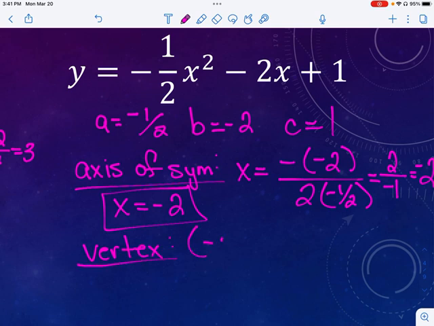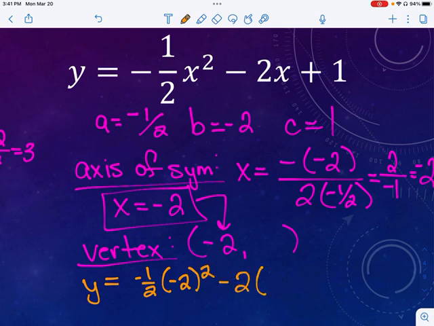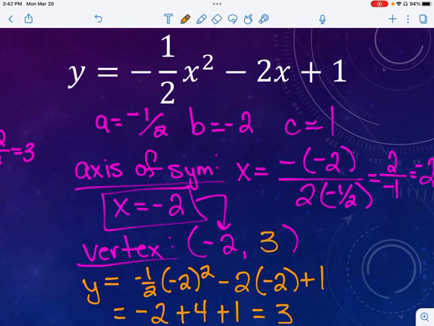is going to be at negative 2. Remember, that's my x. And then I take that x value, plug it in. So I get y equals negative 1/2 times negative 2 squared minus 2 times negative 2 plus 1. So negative 2 squared is 4. Negative 1/2 of that is negative 2. Negative 2 times negative 2 is positive 4 plus 1. And that's going to get us a value of 3. So we get negative 2, 3 for our vertex.